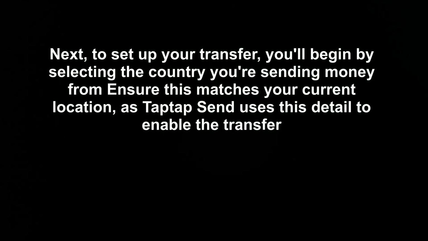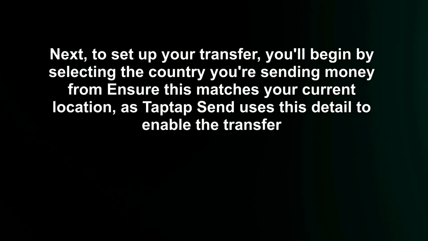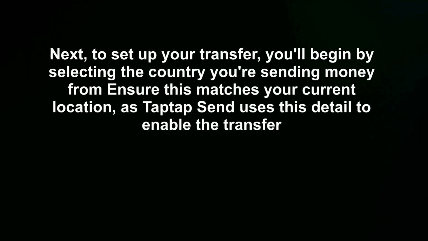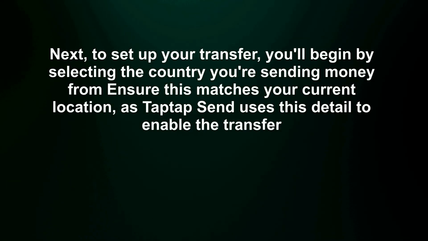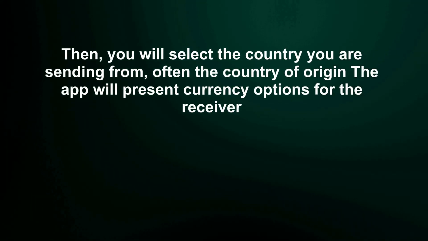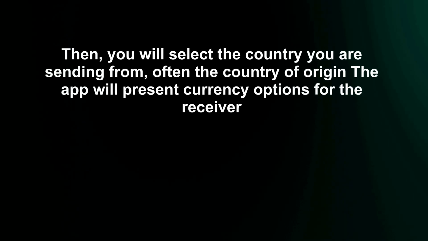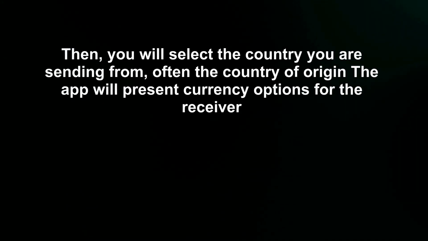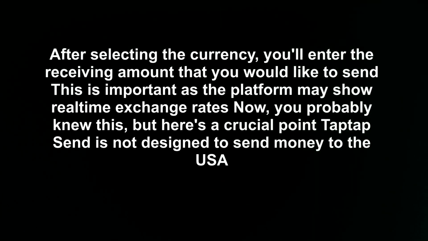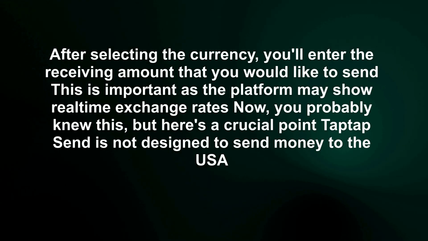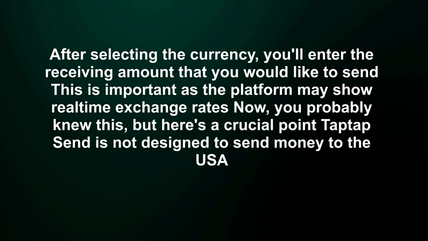Next, to set up your transfer, you'll begin by selecting the country you're sending money from. Ensure this matches your current location, as TapTap Send uses this detail to enable the transfer. Then, you will select the country you are sending to, often the country of origin. The app will present currency options for the receiver. After selecting the currency, you'll enter the receiving amount that you would like to send. This is important as the platform may show real-time exchange rates now.